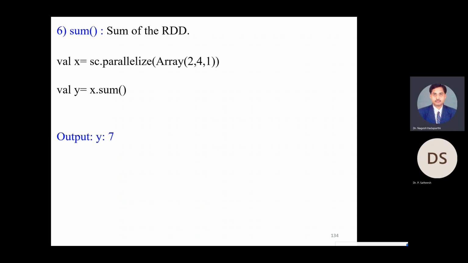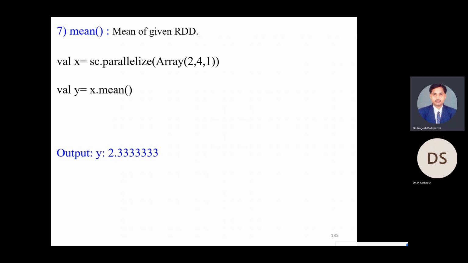3. Next, sum. Sum is the sum of the RDD elements. Sum is an action. It performs the sum operation on numbers like 2, 4, 1. If I add the numbers, 2 plus 4 is 6, 6 plus 1 is 7. So that is called the sum action.